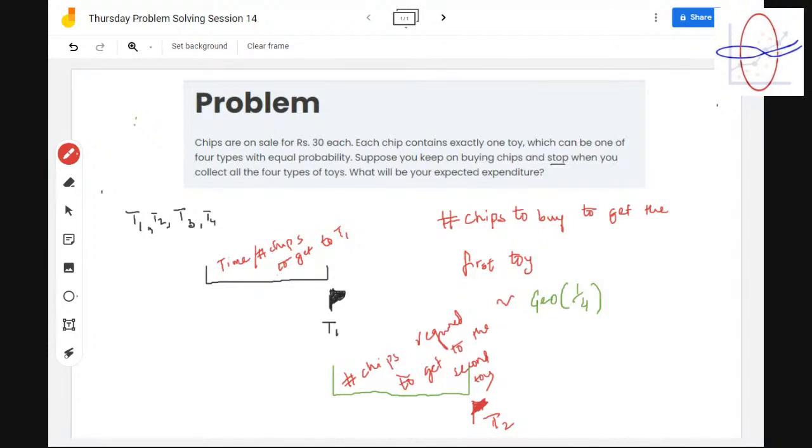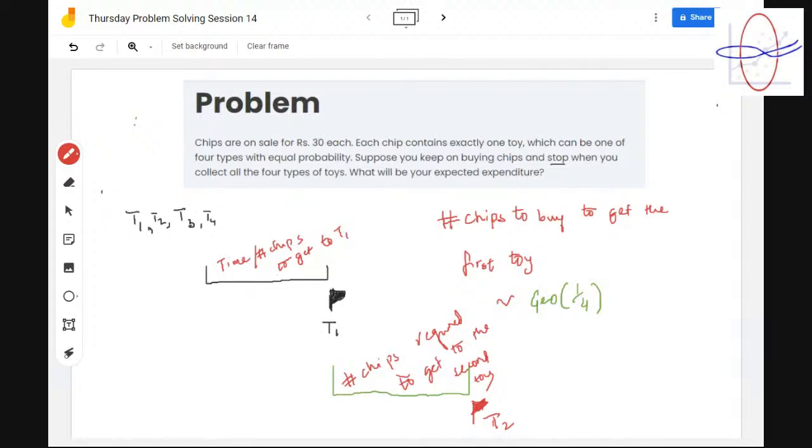So we are conditioning on the fact that T2 has not appeared till the time we got T1. Yeah, you're right. So we follow geometric 1 by 4, right? No, but think about the cases when T2 has occurred before. So what will we do?